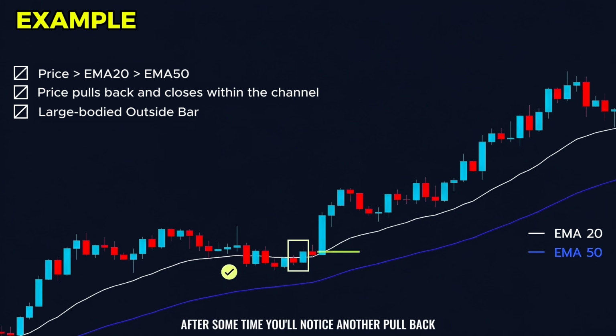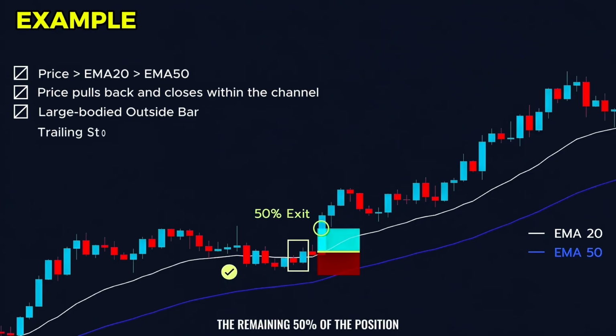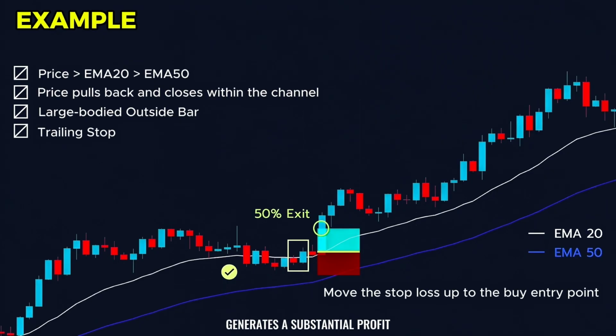After some time, you'll notice another pullback. When that pullback forms, we move our stop loss up to the new swing low. If the price continues higher and forms another pullback, we move the stop loss again. Eventually, the market keeps trending upward. The remaining 50% of the position generates a substantial profit. Now let's look at the second example. This is still an uptrend.